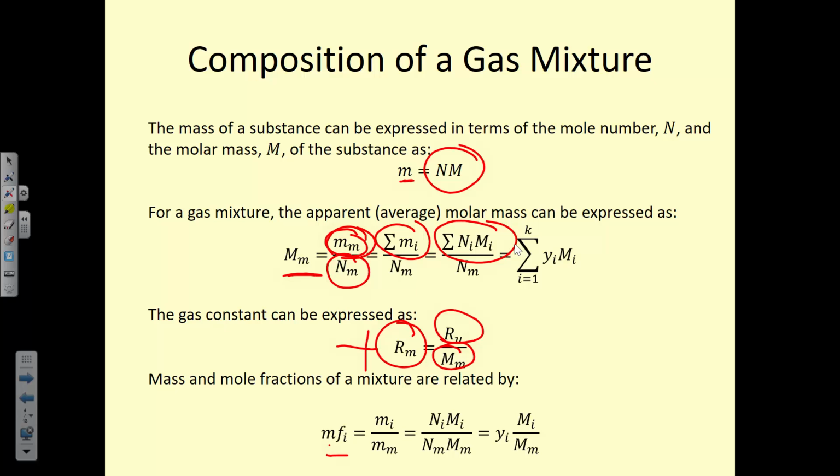And then mass fractions can be determined in a similar way. So if you know the mass of each individual, divide through by the mass of the total, or you can do it using moles and molar mass. And then of course, the mole fraction is Ni over N sub M. So all of these terms can be manipulated and used and changed, depending on what you're given initially. Sometimes you need to find the mass fraction, sometimes you're given it.